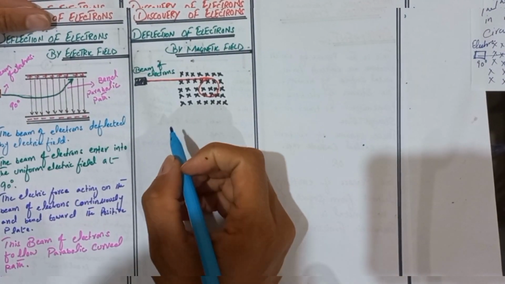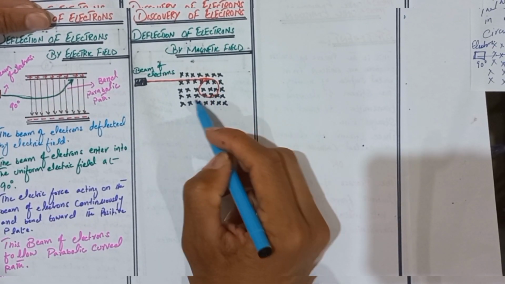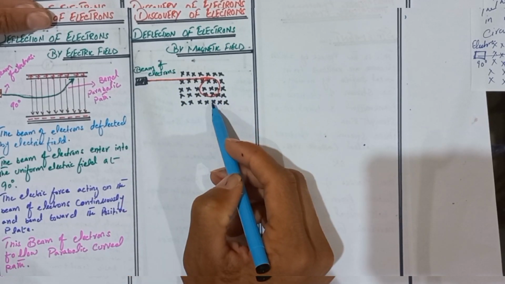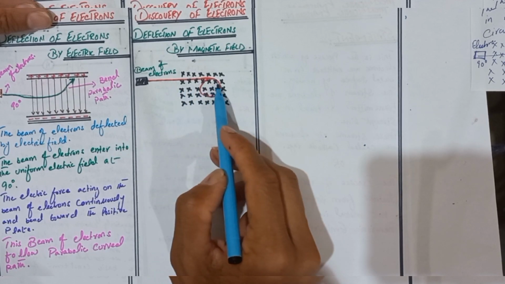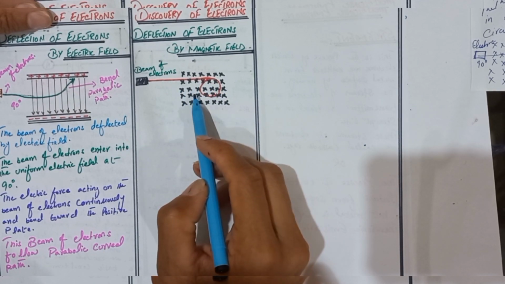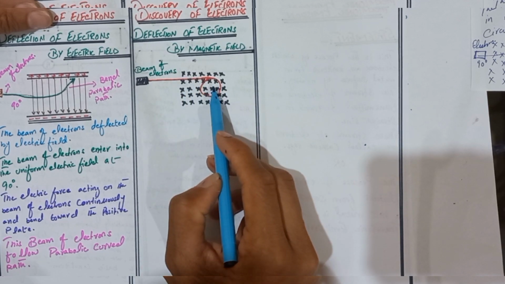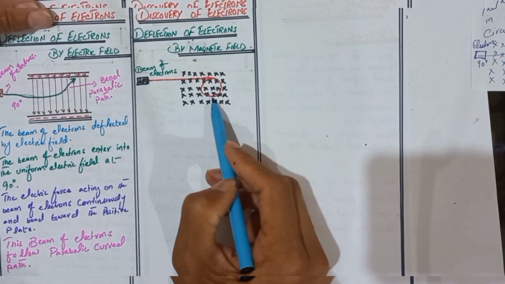In this topic, we discuss what happens when the beam of electrons enters into the magnetic field. Here we take the magnetic field that is into the page. When the beam of electrons enters this magnetic field, the path of the beam of electrons becomes circular. The magnetic force that acts on this beam of electrons makes the circular path. So we say that when the beam of electrons enters this magnetic field, they make a circular path.